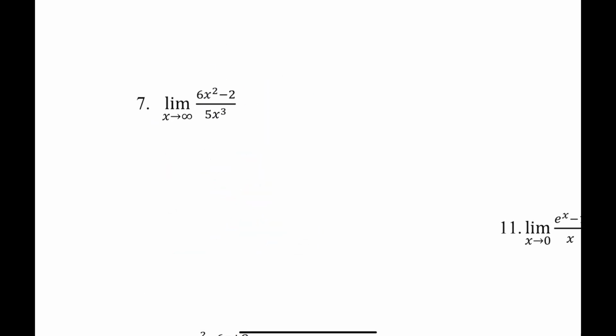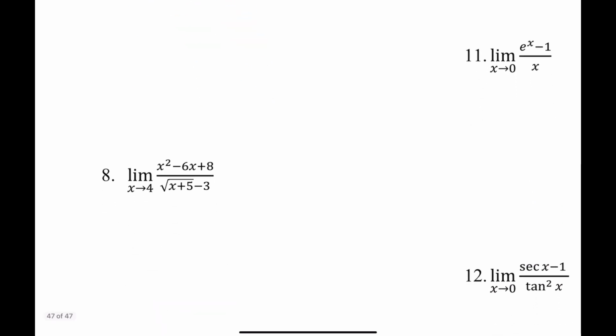Okay. Number 7, we have this one. We have an infinity again. So since the denominator is growing at a much larger pace than the numerator, we're going to get the answer of 0, right?